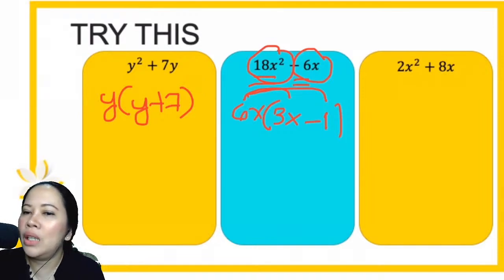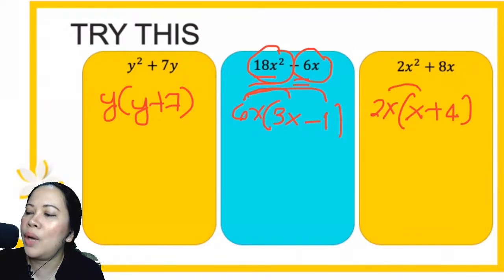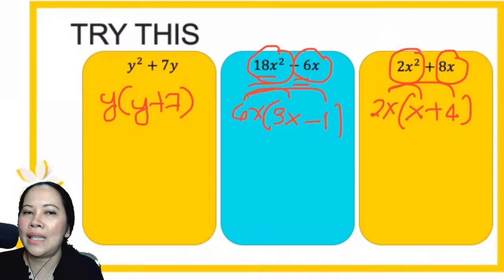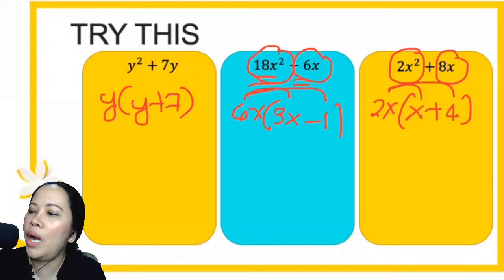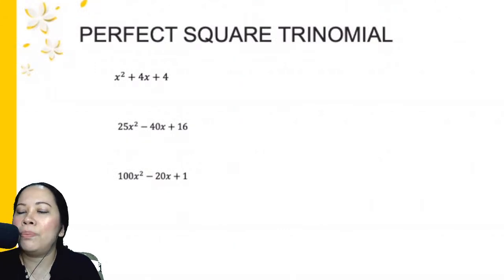So the answer is 2x. Yes, that's common. And then x plus 4. Yes, that is right. So 2x times x will be 2x squared. And 2 times 4 is 8x. Yes, that is correct. Okay, the next factoring is what we call the perfect square trinomial.